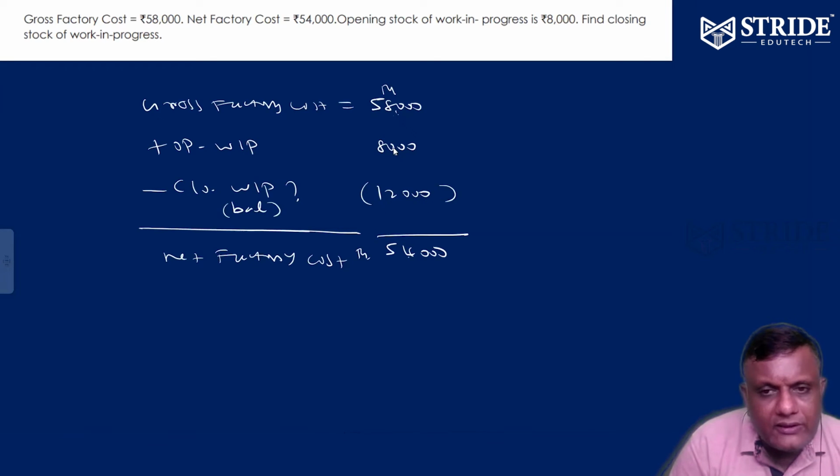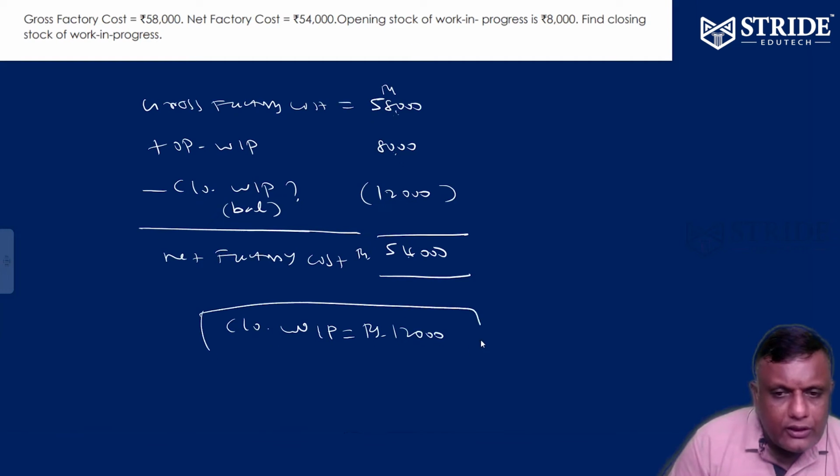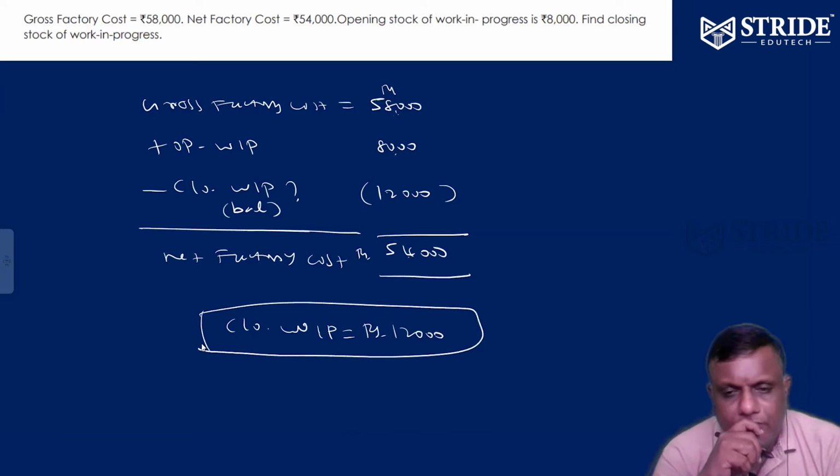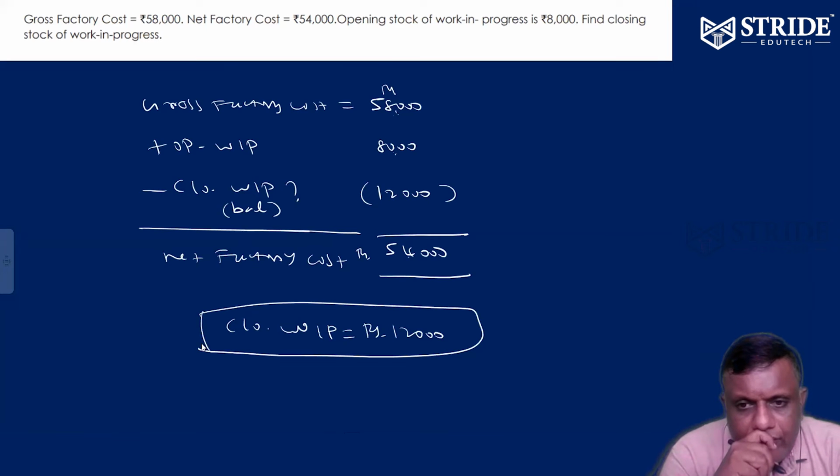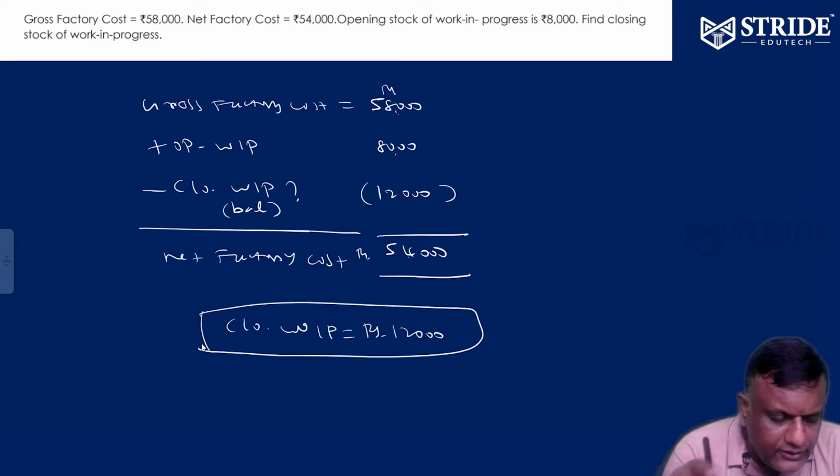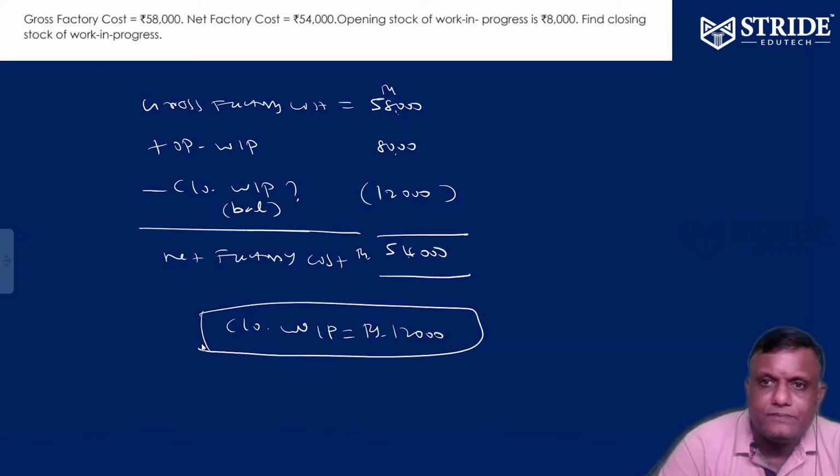58 plus 8 is 66. 66 minus 12 is 54. Anyway, the question is closing WIP, closing work in progress. So that is equal to rupees 12,000. That is equal to closing WIP. 66 minus 12, 54,000. So closing WIP is rupees 12,000.